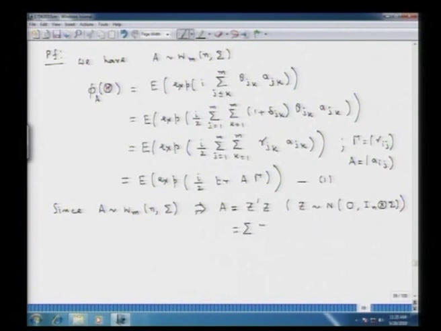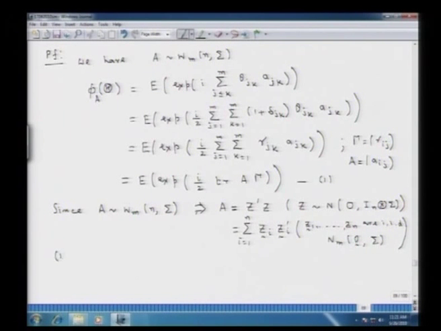One can write this as the summation of Zi Zi prime, i equal to 1 to n, where Z1, Z2, up to Zn are IID, independently and identically distributed multivariate normal random vectors with mean vector as null vector and a covariance matrix as sigma. So, these two are known facts.